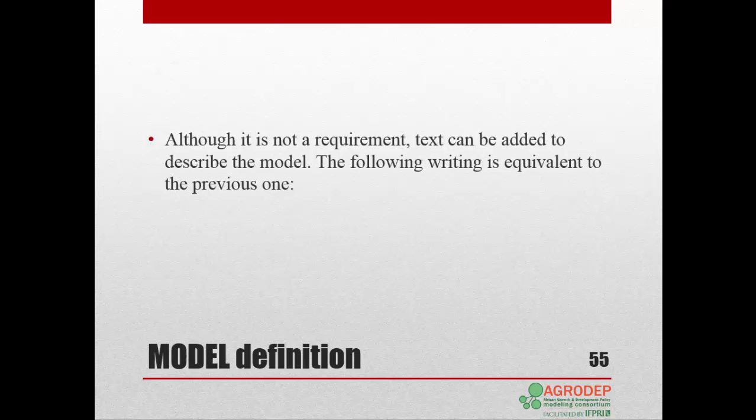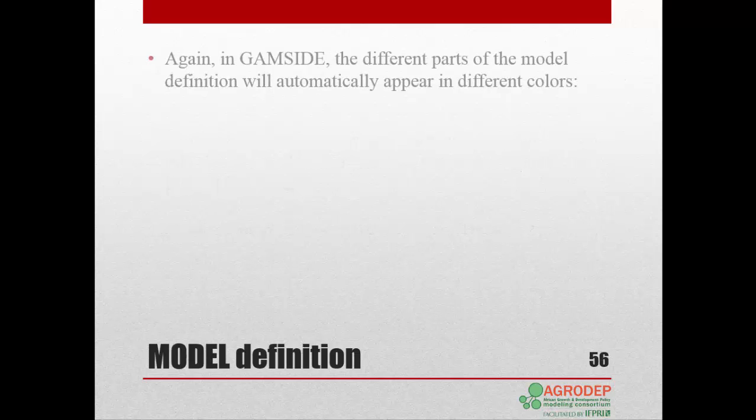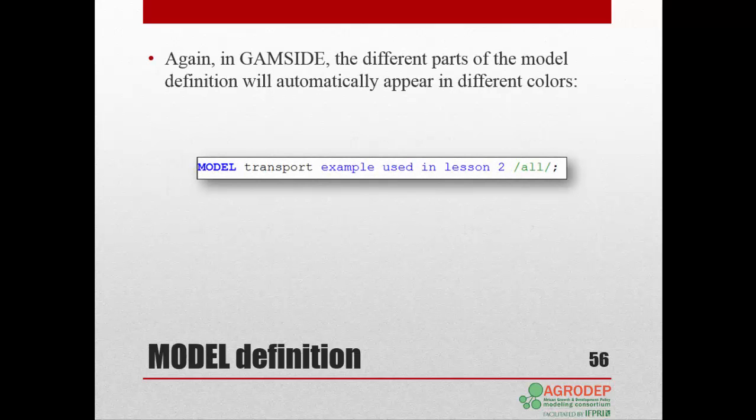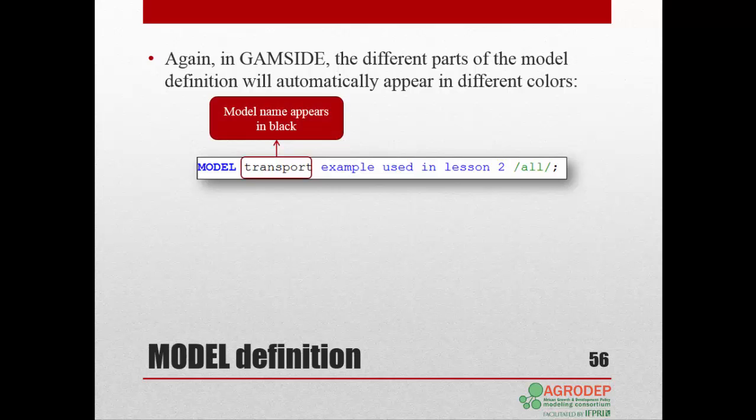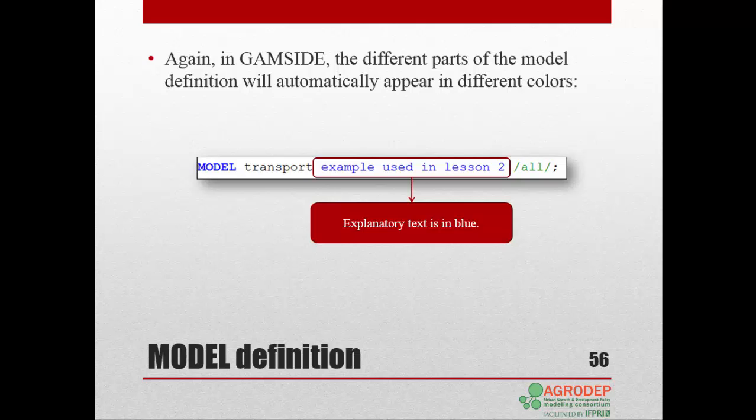Although optional, explanatory text can be added to describe the model. The following writing is equivalent to the previous slide. Note that explanatory text has been added. In GAMS IDE, the various parts of the model definition will automatically appear in different colors. The keyword model appears in bold blue. The model name appears in black. The explanatory text in blue, and the list of equations in green.